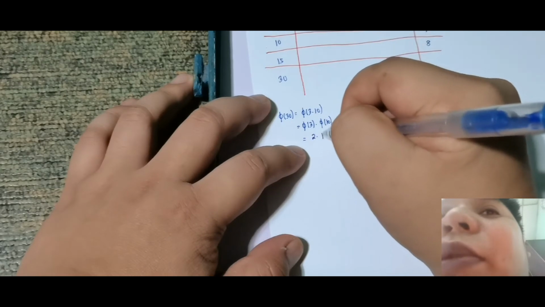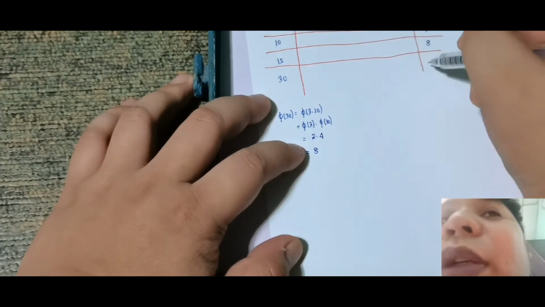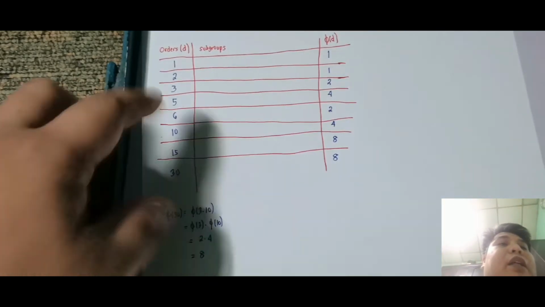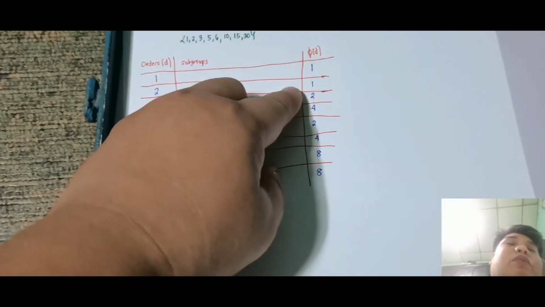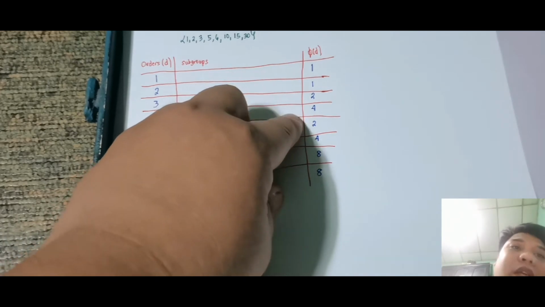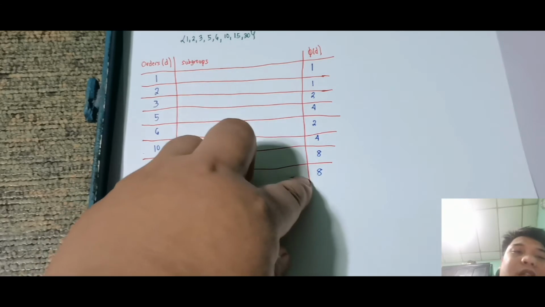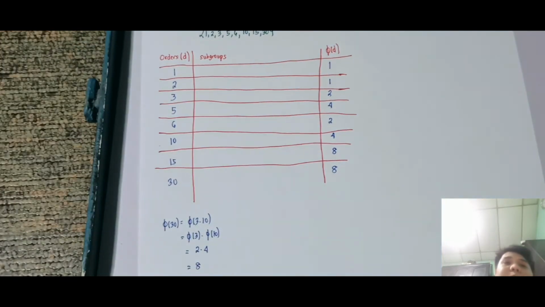So this is 2 times 4, which is equal sa 8. So meaning 8 din to. So count natin kung tama. So bilangin mo, dapat 30 lahat yan. 1 plus 1, 2 plus 2, 4 plus 4, 8, 10. Then 10 plus 4 is 14, plus 8, 22, plus 8, 30. So meaning 30. So tama, 30 subgroups yan.